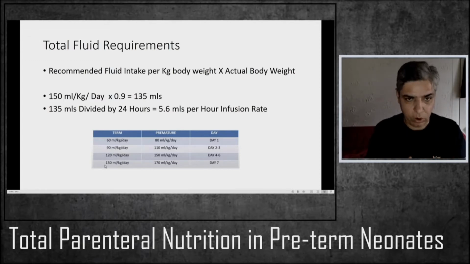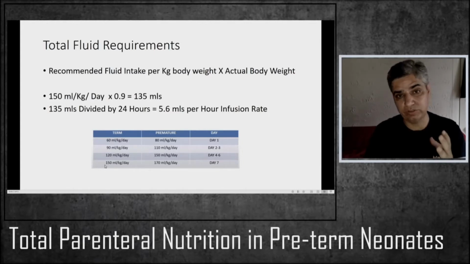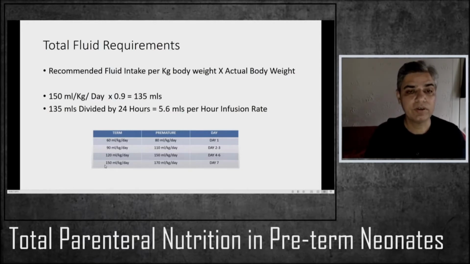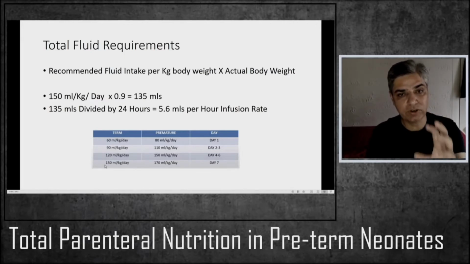So in order to calculate his fluid requirement for the whole day, or 24 hours, we multiply the requirement with the body weight in kilograms. So 900 grams is equal to 0.9 kilograms, and we multiply it by 150, which is the 150 mL per kg per day requirement on day 5. You multiply it and you get 135 mL. So this baby has a requirement of 135 mL, which he would need in the next 24 hours. So this is the 24-hour requirement.